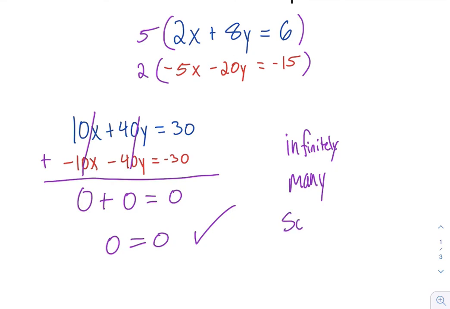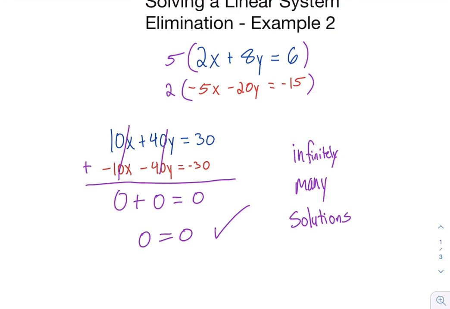Now, if we were left with something that's not true, like 0 equals 6 or 5 equals 8, then we would have no solution. So here, it is true, so infinitely many solutions. And we're done.